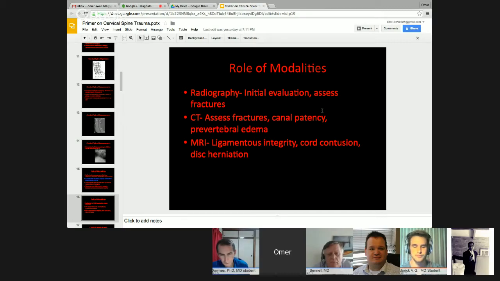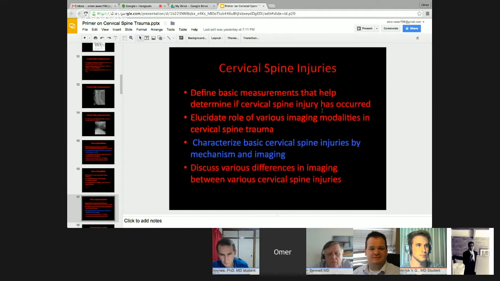We can see traumatic disc herniations much better on an MRI. So MRI is really an advanced imaging to find out what else is going on in the cervical spine. So now we're going to characterize spinal injuries by mechanism and imaging. That's going to be the next thing that we do.